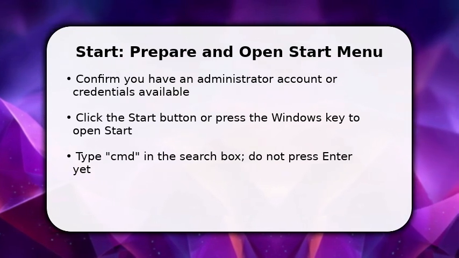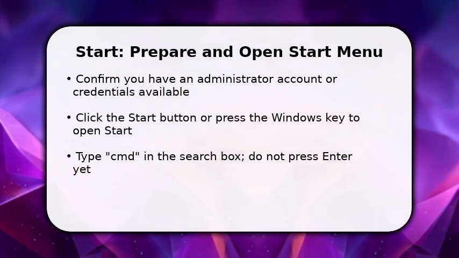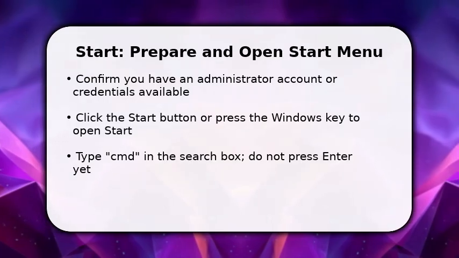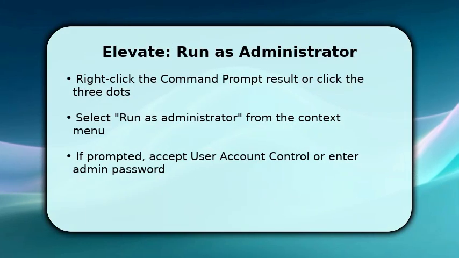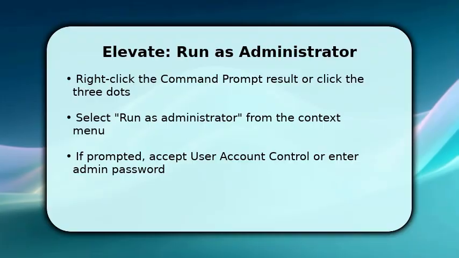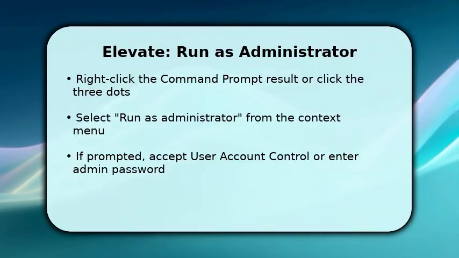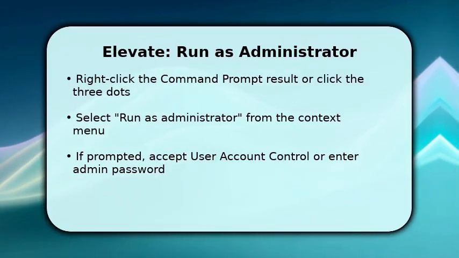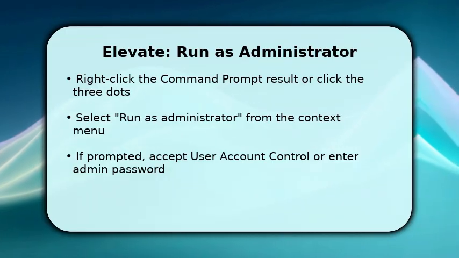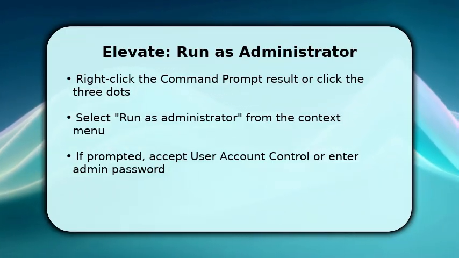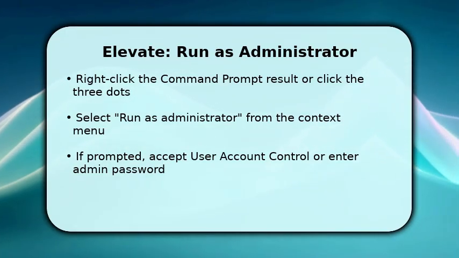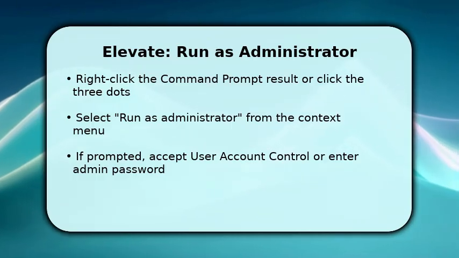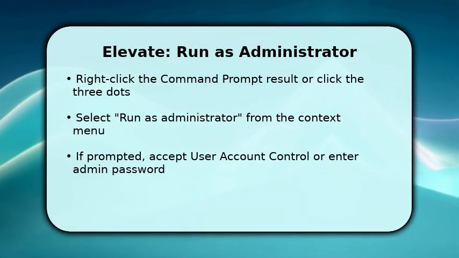Now right-click the command prompt result or click the three-dot menu next to it. Choose Run as Administrator. When you select that option, Windows prepares an elevated session with full administrative privileges. If User Account Control appears, click Yes or enter the administrator password. This confirms the elevation. You're doing this to allow system-level commands, installations, and configuration changes.